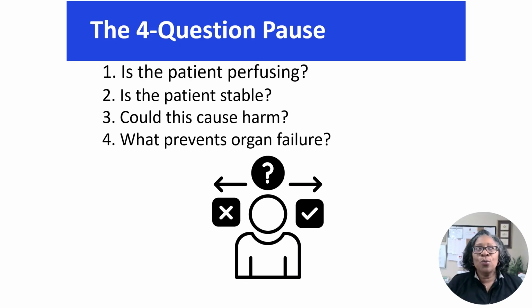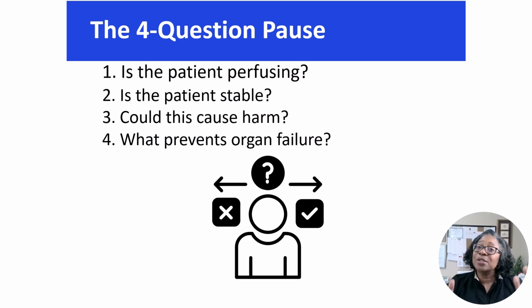So before choosing an answer, you want to ask yourself four questions looking at the scenario that they give you on an exam. Is the patient perfusing? So you're looking at vital signs, you're looking at their skin. Is the patient stable? Could whatever the answer is, or if you're in the clinical setting, could this order, whether it's a medication or whatever it is, cause harm to your patient? And what prevents organ failure?